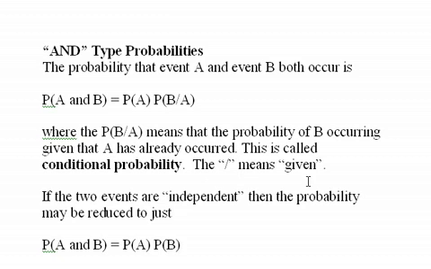The slash means given. So it's not the probability that B will happen, but since A has already happened, it may affect B, and so that's the probability of B given that A has happened. If the two events are independent, then the probability may be reduced to just the probability of A times the probability of B, because it doesn't matter whether A has happened in independent events.